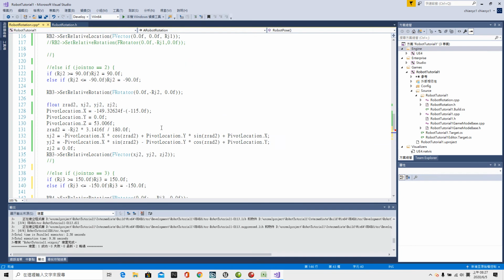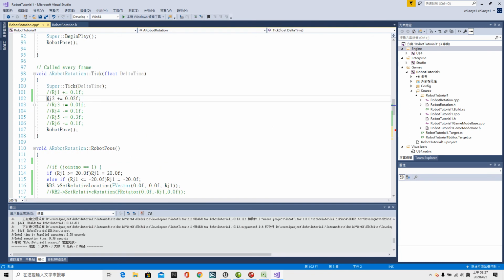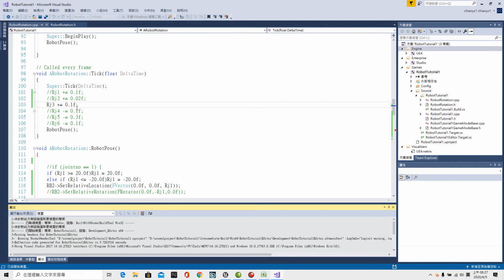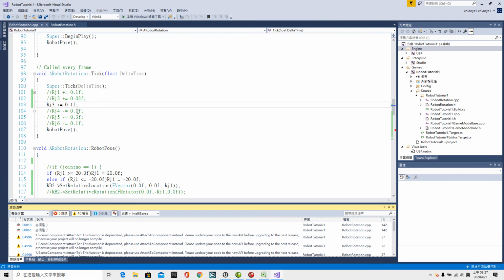Okay, RJ3, let's use double slash, remove RJ2, and remove this double slash of RJ3, and rotating faster, 0.1 degrees for increasing for every flange. Control Shift B to see the MSS2 components rotating about its pivot points, correct or not.